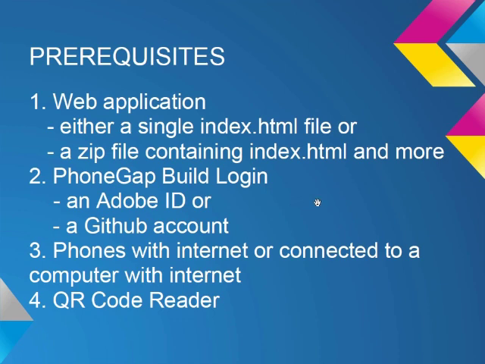For this particular method that we're showing, you're also going to need either an Adobe ID or a GitHub account, and I'm going to show you how to get that, as well as a device that you want to test it on. You can do it also on simulators, but it's just a lot more fun if you have a device. So the way we're going to show it is going to be using an internet or a computer that has internet. And an optional way of deployment is also to use a QR code reader for Android and BlackBerry. It makes it really convenient.